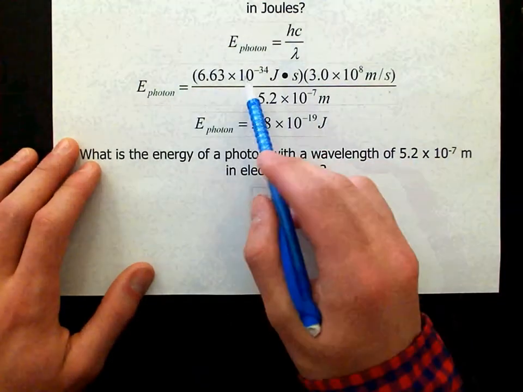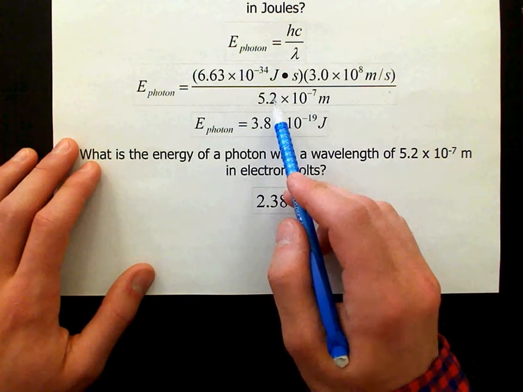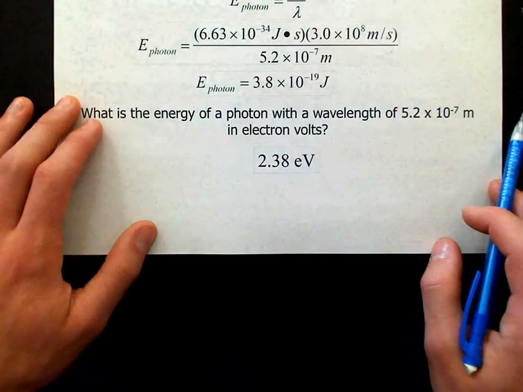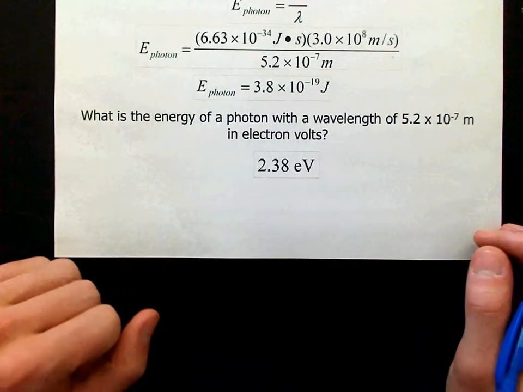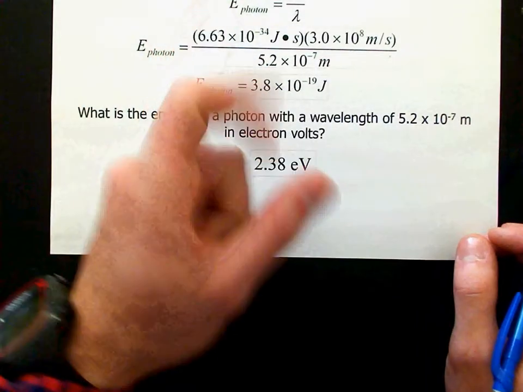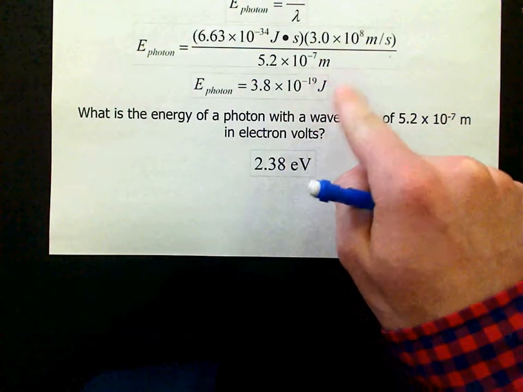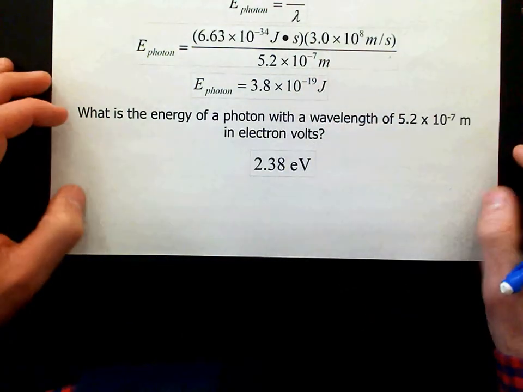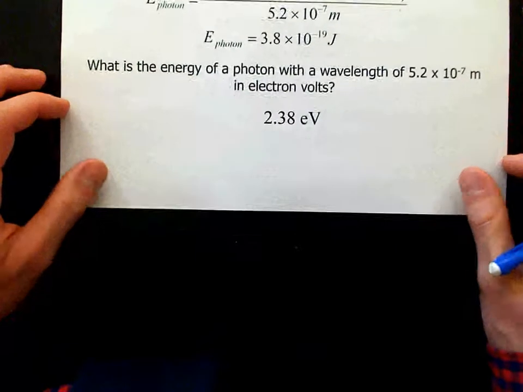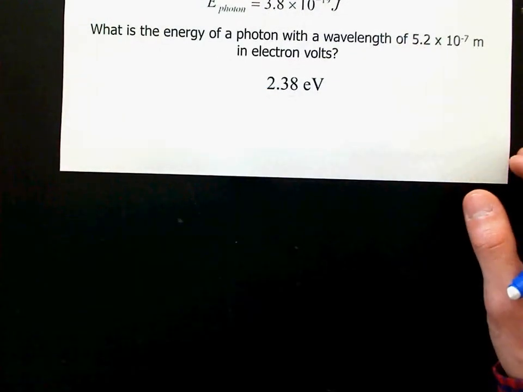Okay? We got Planck's constant. We got the speed of light in a vacuum or in air. We divide by our wavelength, and we get 3.8 times 10 to the negative 19. Well, those of you smart people out there, you knew what my next question was going to be. Convert it into electron volts. Go ahead. And we do that conversion. We get 2.38 electron volts.